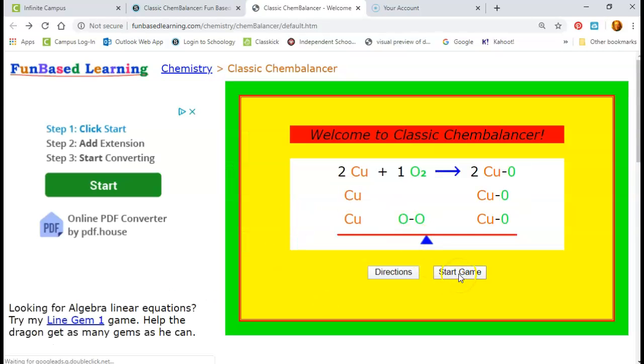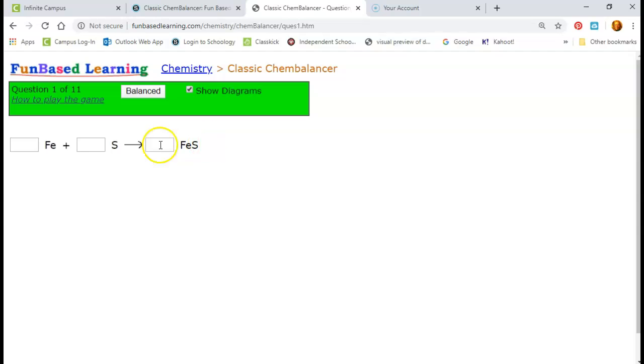So let's try this. So for my first equation here, my hint says put a 1 in each box. So I am going to do that. Now, do I think this is balanced? Let's see. So I've got 1 iron atom on this side. There's no numbers or subscripts here, so I have 1 here. 1 sulfur there, 1 sulfur there. I think it's balanced just like this. So I'm going to hit the thing balanced and check my work.